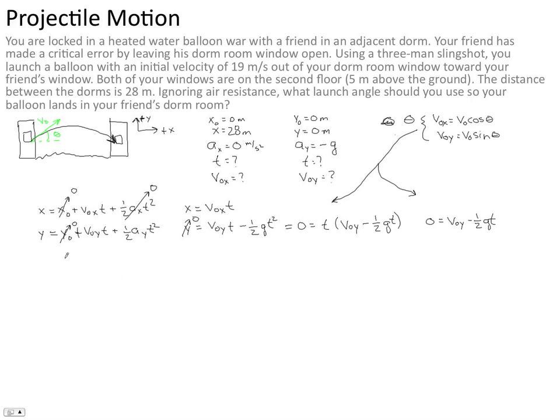All right, so I end up getting x. So instead of v naught x, I'm going to write this as v naught cosine theta times t. And 0 equals, instead of writing v naught y, I'll write v naught sine theta times t minus 1/2 g t squared.